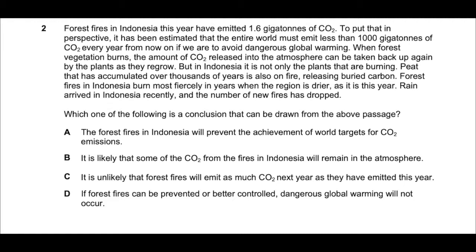The correct answer is B because the text states that whilst some of the released CO2 will be taken back up as plants regrow, some of the emissions come from the burning of peat which accumulates over thousands of years. The CO2 produced from the burning peat will likely remain in the atmosphere as the peat process is too slow to take it back up.